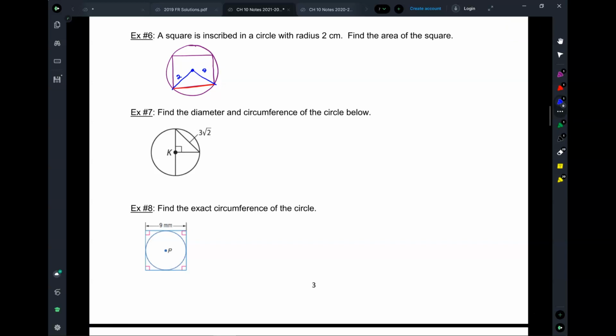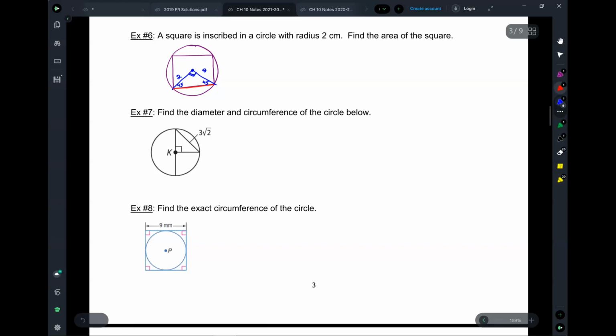Well, you can do even better than that, okay? The diagonals of a square are what to each other? Perpendicular. The diagonals of a square are perpendicular to each other. So we all of a sudden have a 45, 45, 90 triangle. So it's 2, 2, and the sides of a 45, 45, 90 are leg, leg, hypotenuse: 2, 2, 2 root 2.